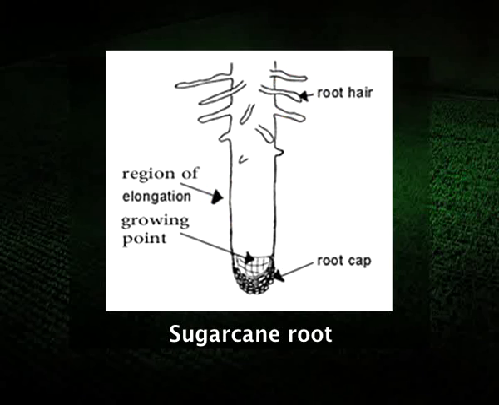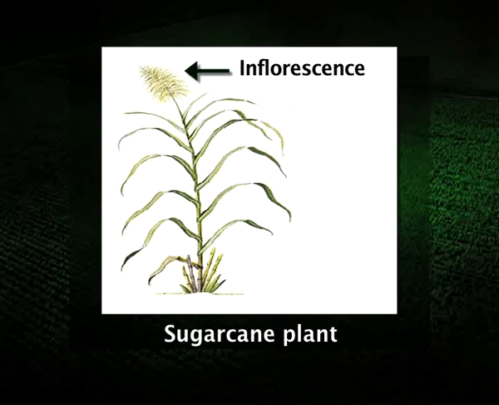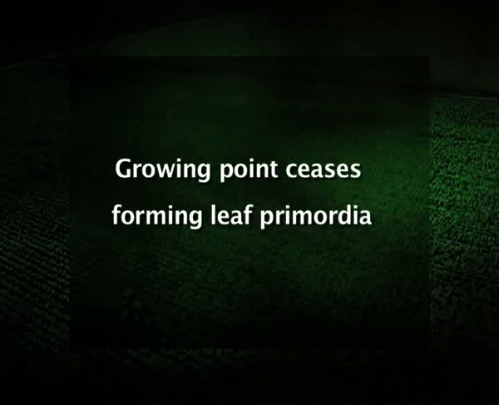root absorbing surface. Inflorescence. When a sugarcane plant has reached a relatively mature stage of development, its growing point may, under certain photoperiod and soil moisture conditions, change from the vegetative to reproductive stage. This means the growing point ceases from forming leaf primordia and starts the production of an inflorescence.